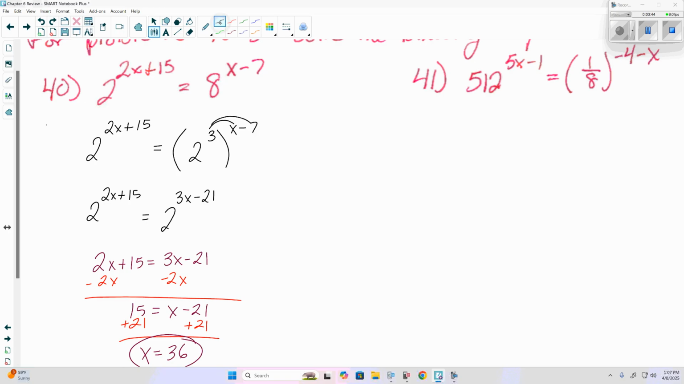All right. Let's look at 41. 512 to the 5x minus 1 is equal to 1/8 to the negative 4 minus x. Well, on this right-hand side, it'd be nice to have that 8 out of the denominator. Instead of having 1/8, we can move the 8 from the bottom of the fraction to the top, but that means that exponent, even though it doesn't have 1 written, it's 1, has to go from positive to negative.